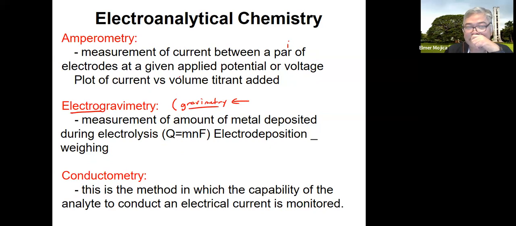What is associated with that? You know, in analytical, we have the gravimetric method, the titrimetric method. So gravimetric method is what? Mass. So what does it mean? So there is some deposit or electrodeposition of the mass. So you're doing here some sort of what? Weighing. Measurement of the amount of metal deposited during electrolysis.